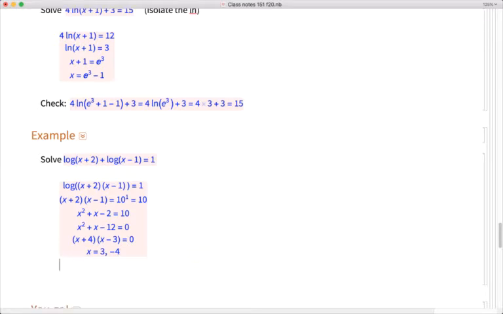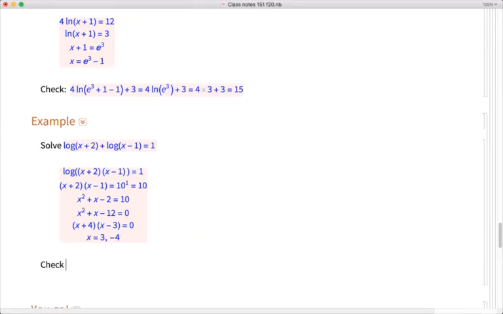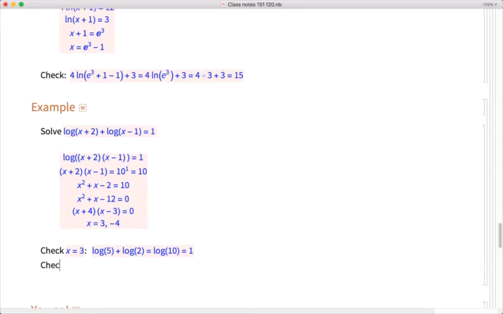Right, so now we check. So log of 5 plus log of 2, sure enough that's log of 10, and that's 1. We check the other solution though. We get log of minus 2 and full stop. This is undefined. No solution here.